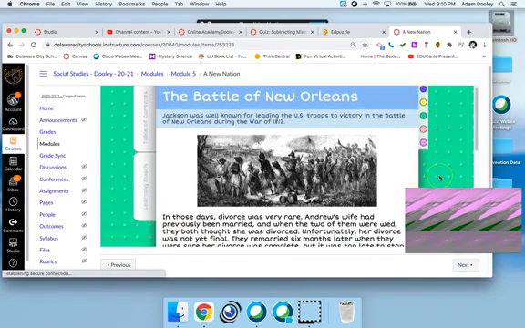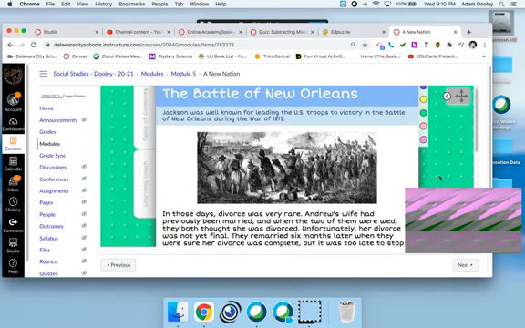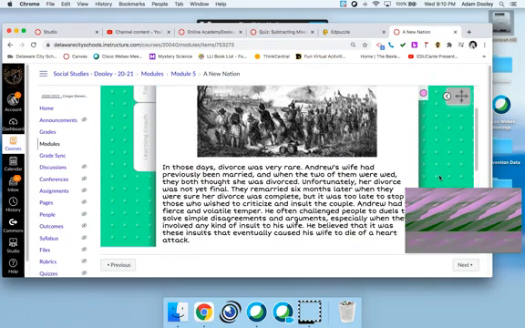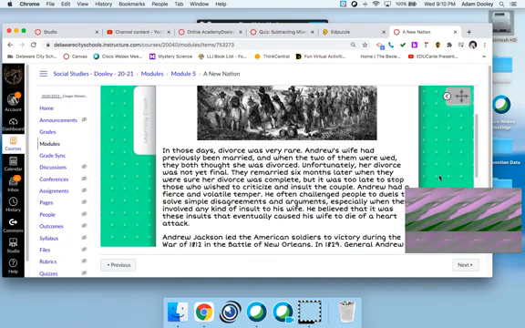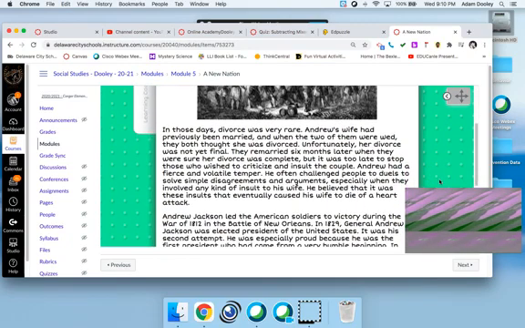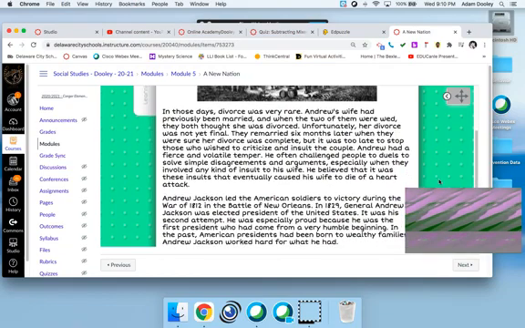The Battle of New Orleans. Jackson was well known for leading the United States troops to a victory in the Battle of New Orleans in the War of 1812. We learned about this a little bit earlier in our unit, but let's go into more details now. In those days, divorce was very rare.